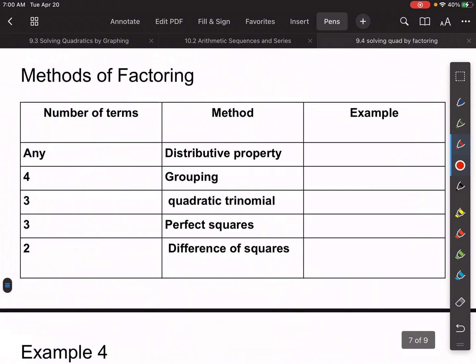All right, so I'm just going to go over, again, the methods of factoring. We learned this in Chapter 8, but we need to always review this because this is all pretty brand new. The first thing is, no matter what we're doing, we can always use the distributive property. That's just saying, what can I take out of everything?